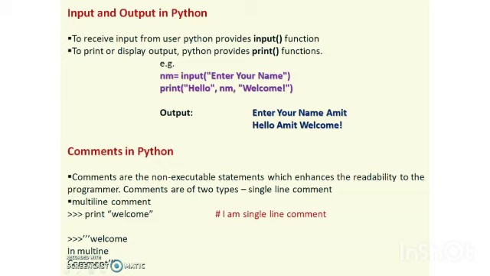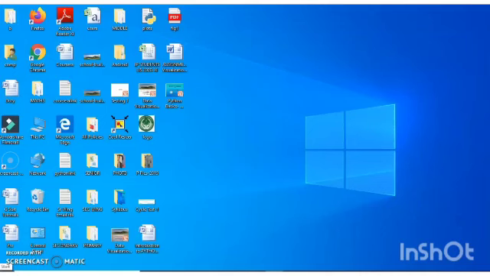A single-line comment starts with the hash symbol, as you can see, and multi-line comments start with triple quotes and close with triple quotes. These comments are used only for readability purposes, to enhance the readability for the programmer. Let's see the interface of Python by doing some practical.